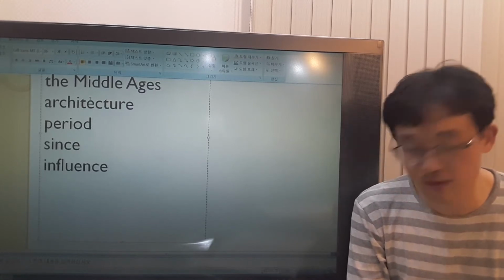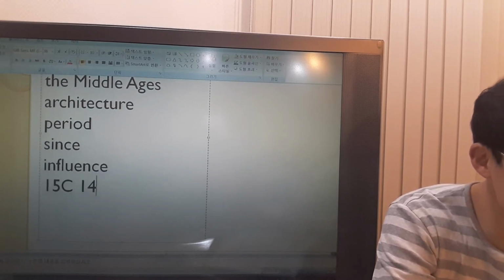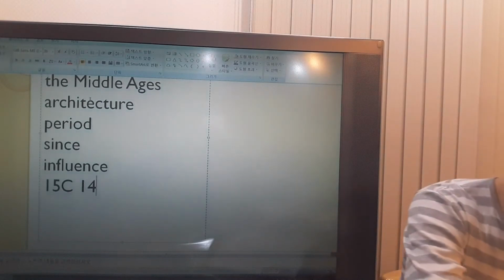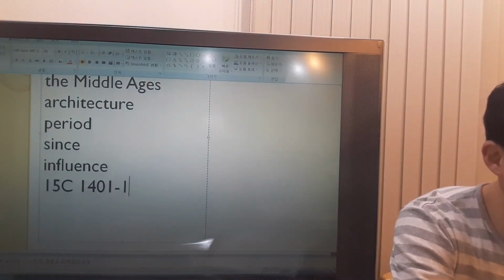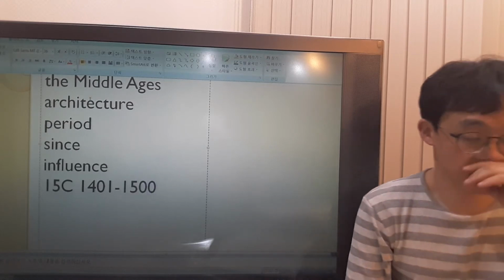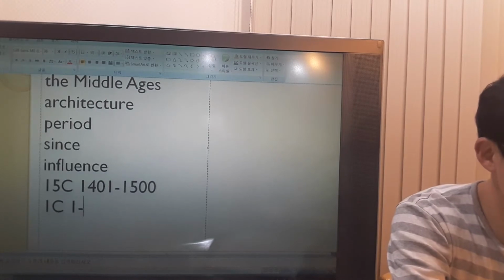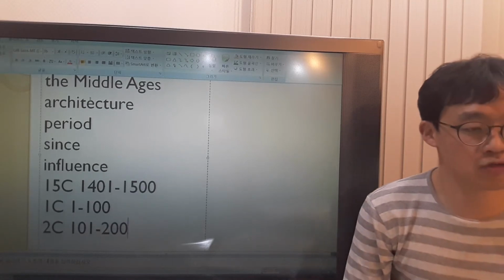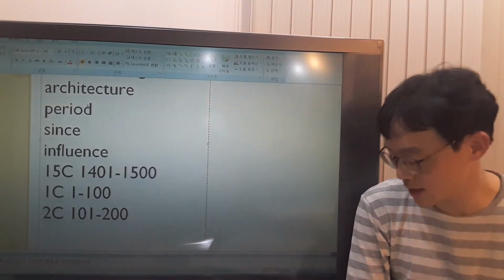In the early 15th century, a series of events occurred that helped advance the Italian Renaissance. In the early 15th century, when is the 15th century? The 15th century is 14 something. Do you understand? When is the first century? First century is from year 1 to year 100. Second century when? From year 101 to year 200. So the 15th century is 14 something.